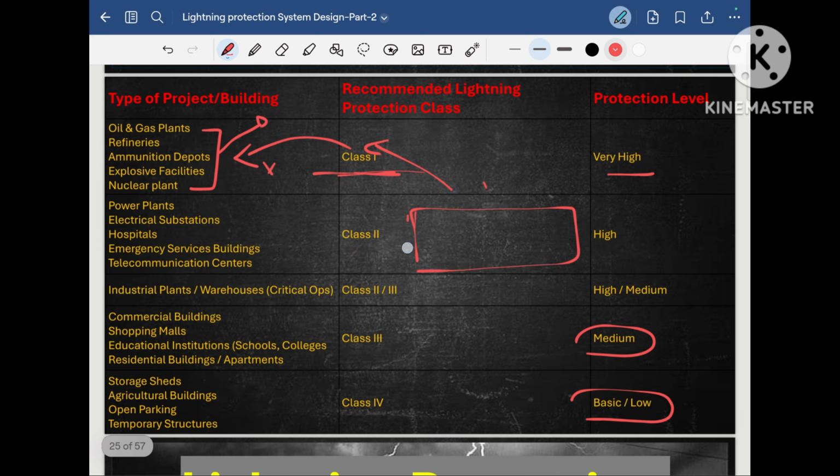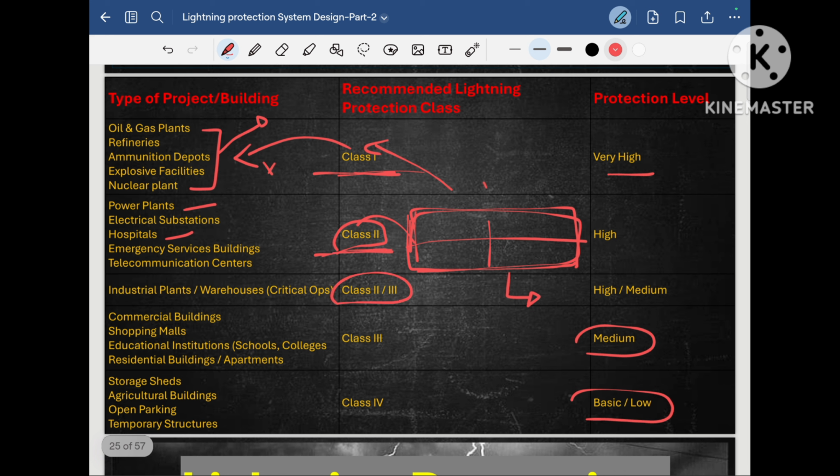Now let us analyze our project for class 2 protection. We need class 2 protection for those projects which are dangerous for the immediate environment, and where failure of the project due to a lightning strike affects human life. Like a power station, or a hospital. If lightning strikes the hospital, it will lead to fire or damage to the hospital, and due to this all the patients will be affected. So this comes under class 2 protection. As our project is a worker accommodation, we need either class 2 protection or class 3 protection.